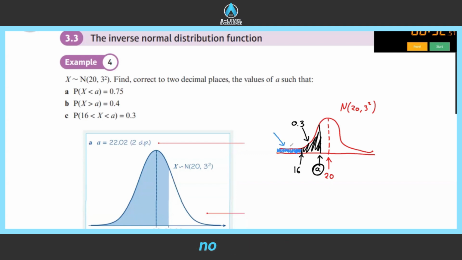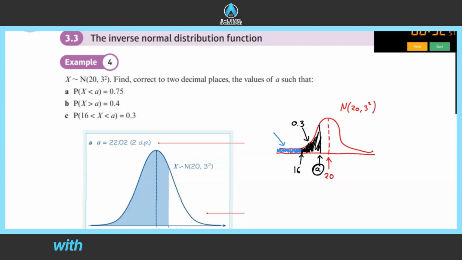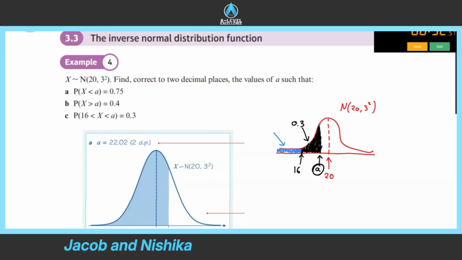Would you do zero? No, sorry, wait. Go on, have a little think. There's no rush. I'm just going to draw the diagram in a little bit because you can see all I'm doing here, everyone. I'm filling in this diagram with the little bits and pieces that we've discussed so far, right? So, like we said before, that black area is the area that we're working with in the question, right? They tell us that that's 0.3. And the bit Jacob and Nishika have just been talking about, I've actually shaded it in blue.